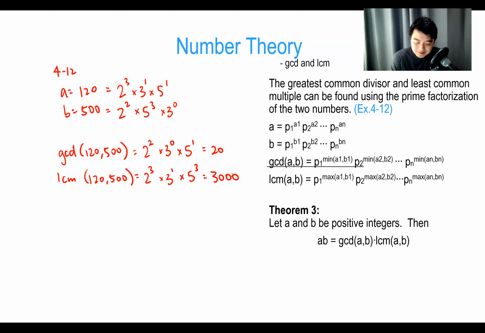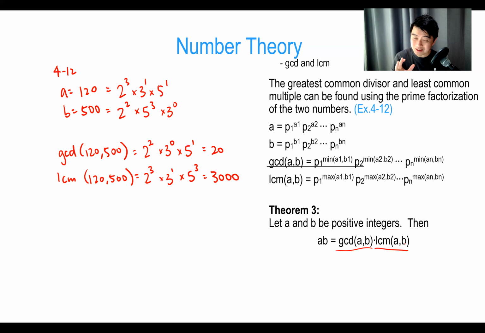Now, you might look at this and say, well, that's a really good strategy. That's really quick, right? All we need is the prime factorization, and then we can just look at all the prime numbers and decide which one is the smaller and which one is the larger, and we can find both at the same time. Notice also that if we take the LCM and the GCD and multiply them together, it ends up being A times B.